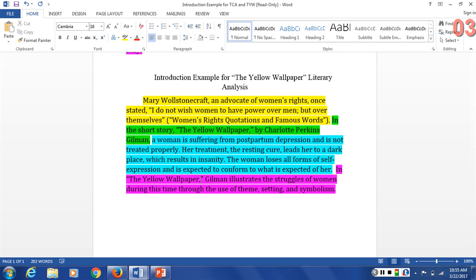When you submit your final draft, you will want to make sure that you highlight just like I've highlighted here. Your hook is yellow, your bridge is green, your summary is blue, and your thesis statement is purple.